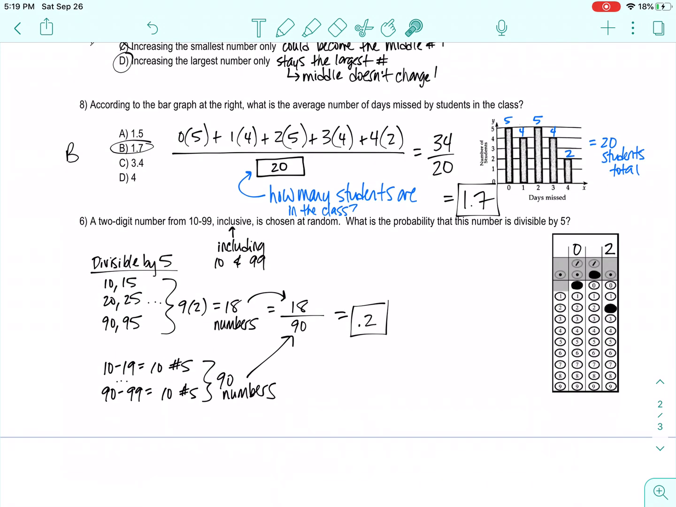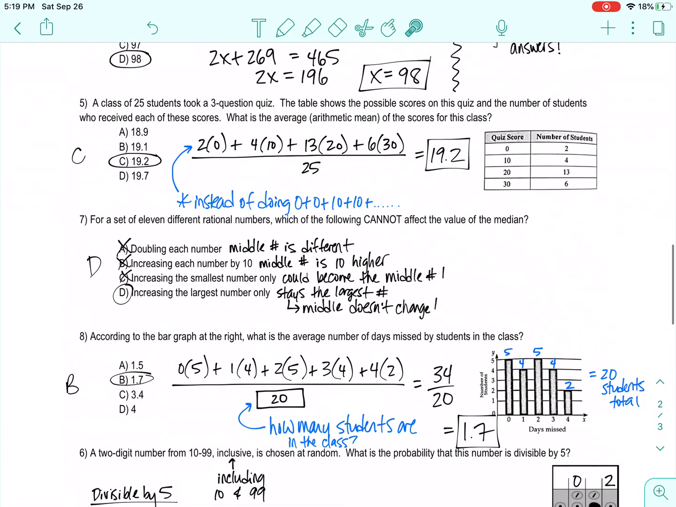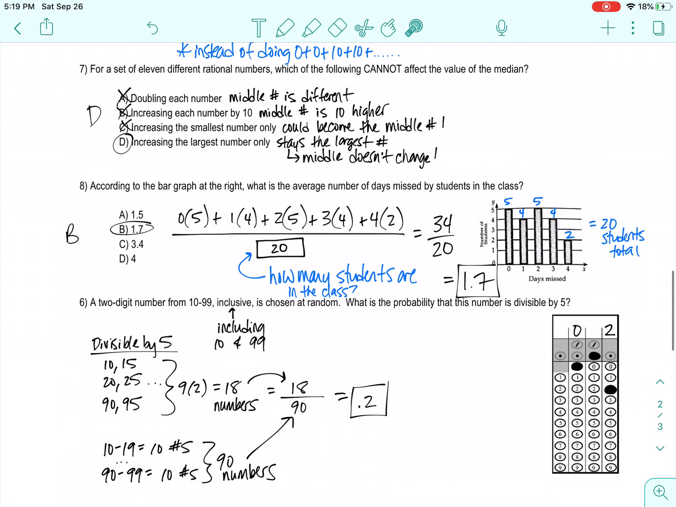Two left. We've got a bar graph now. This question is really similar to the last one. They're just giving us the data not in a table, but in a bar graph. So we have absences. What this means is we have 5 students that missed 0 days, 4 students that missed 1 day, etc. Coming up with the average for that is very similar to question number 6 that we did.